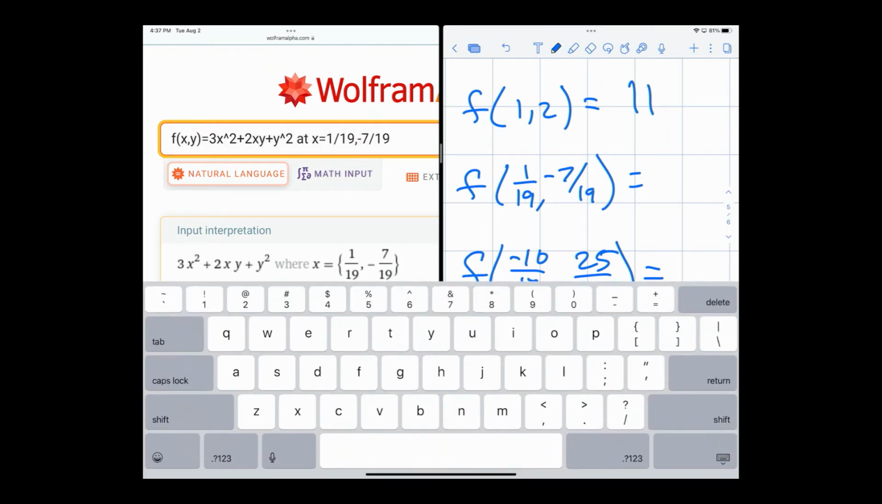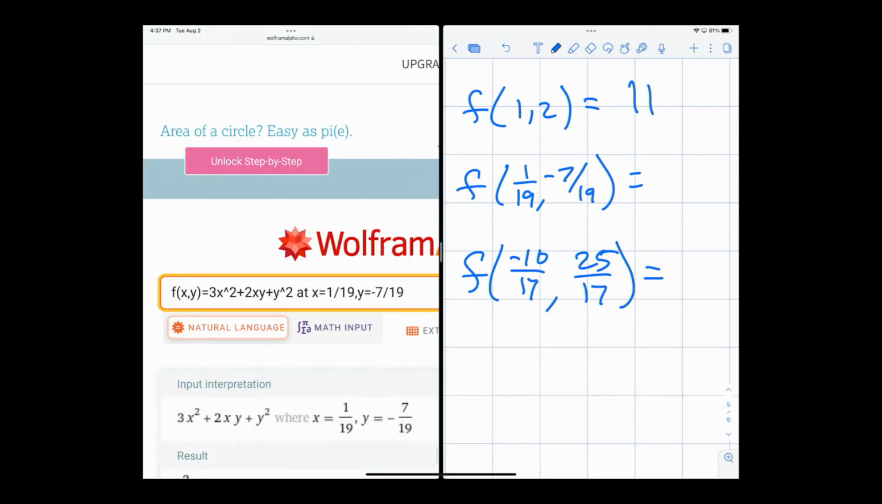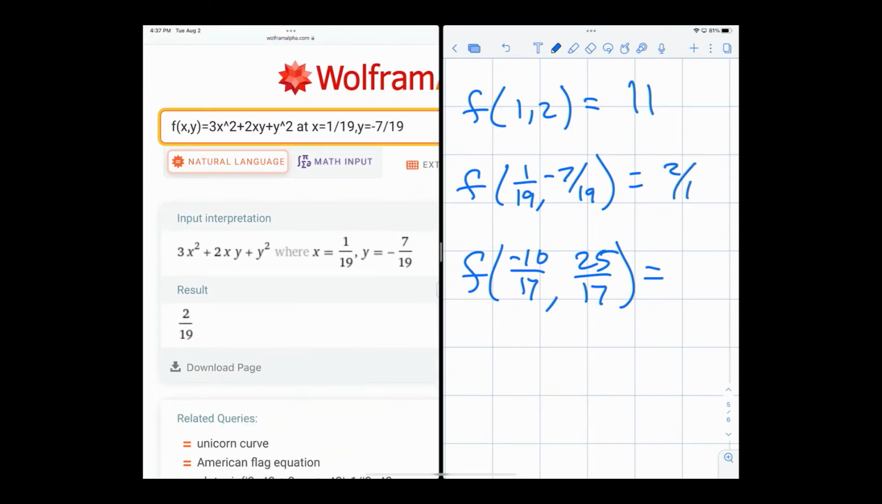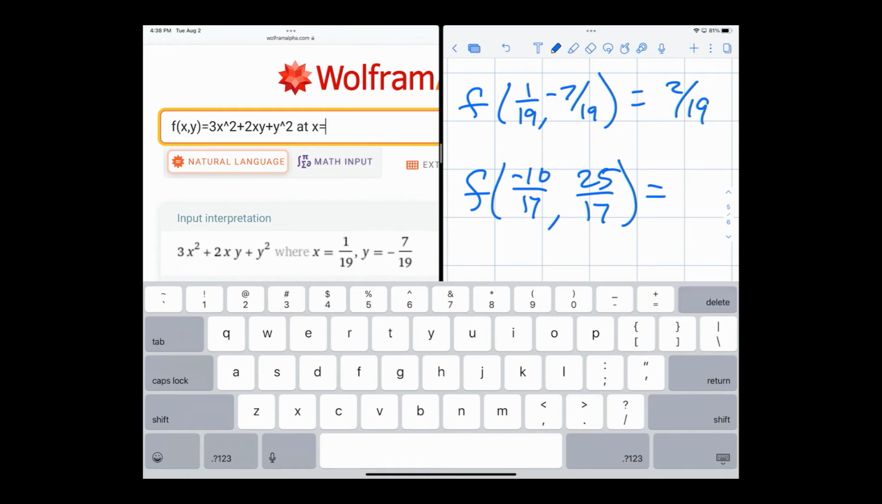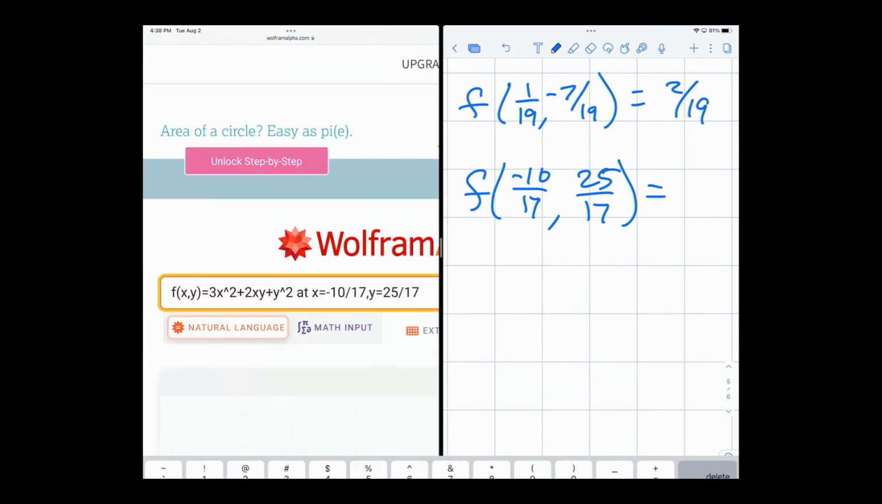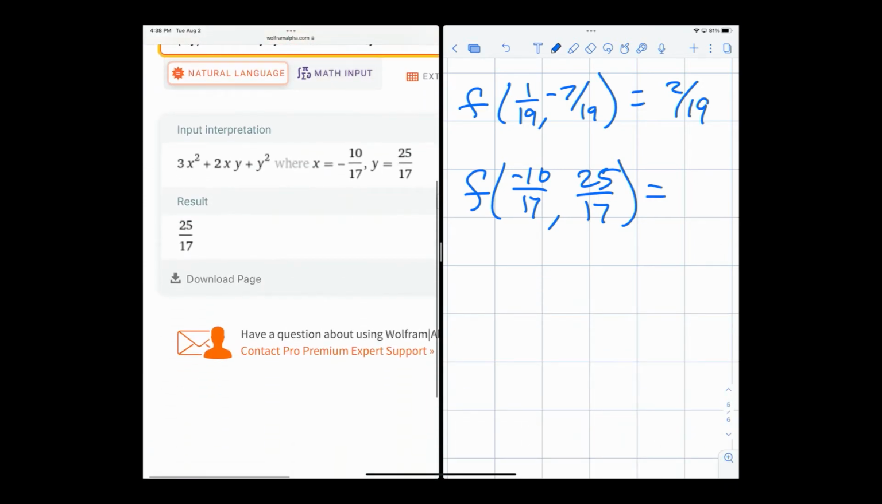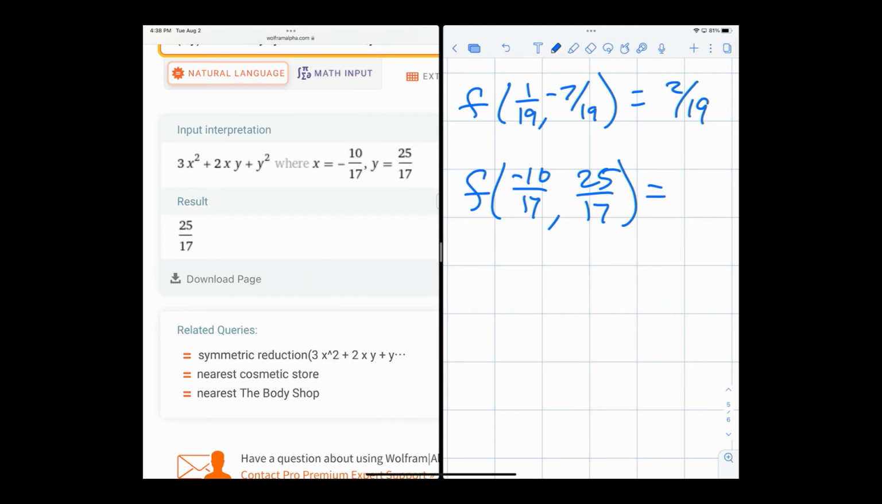Oh, see, that's what happens. That's why you type in y equals 2 over 19. And then finally, the last one, we have negative 10 over 17, comma, 25 over 17. Type in y equals 25 over 17, like this. Okay, awesome.